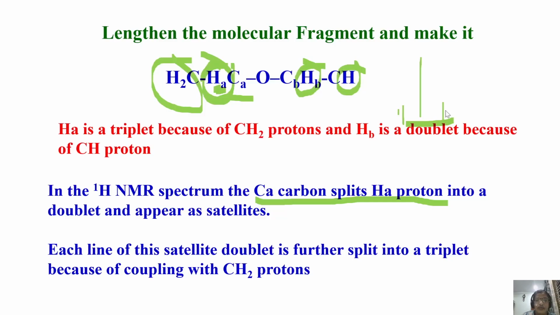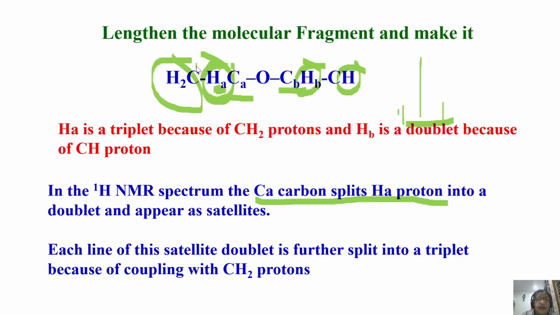This we know that, okay? We discussed in the previous HSQC. Exactly, if I take carbon B, that is also a doublet in the proton spectrum which appears as satellites. That's fine. Now we will understand more.